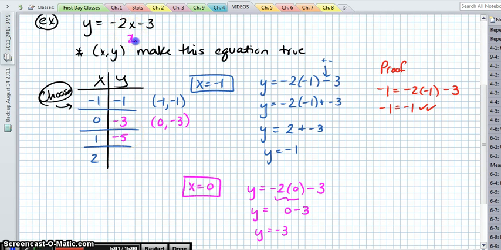When I plug in a 2 for x, negative 2 times 2 is negative 4. Negative 4 plus negative 3 is negative 7. So here are a couple of other ordered pairs.